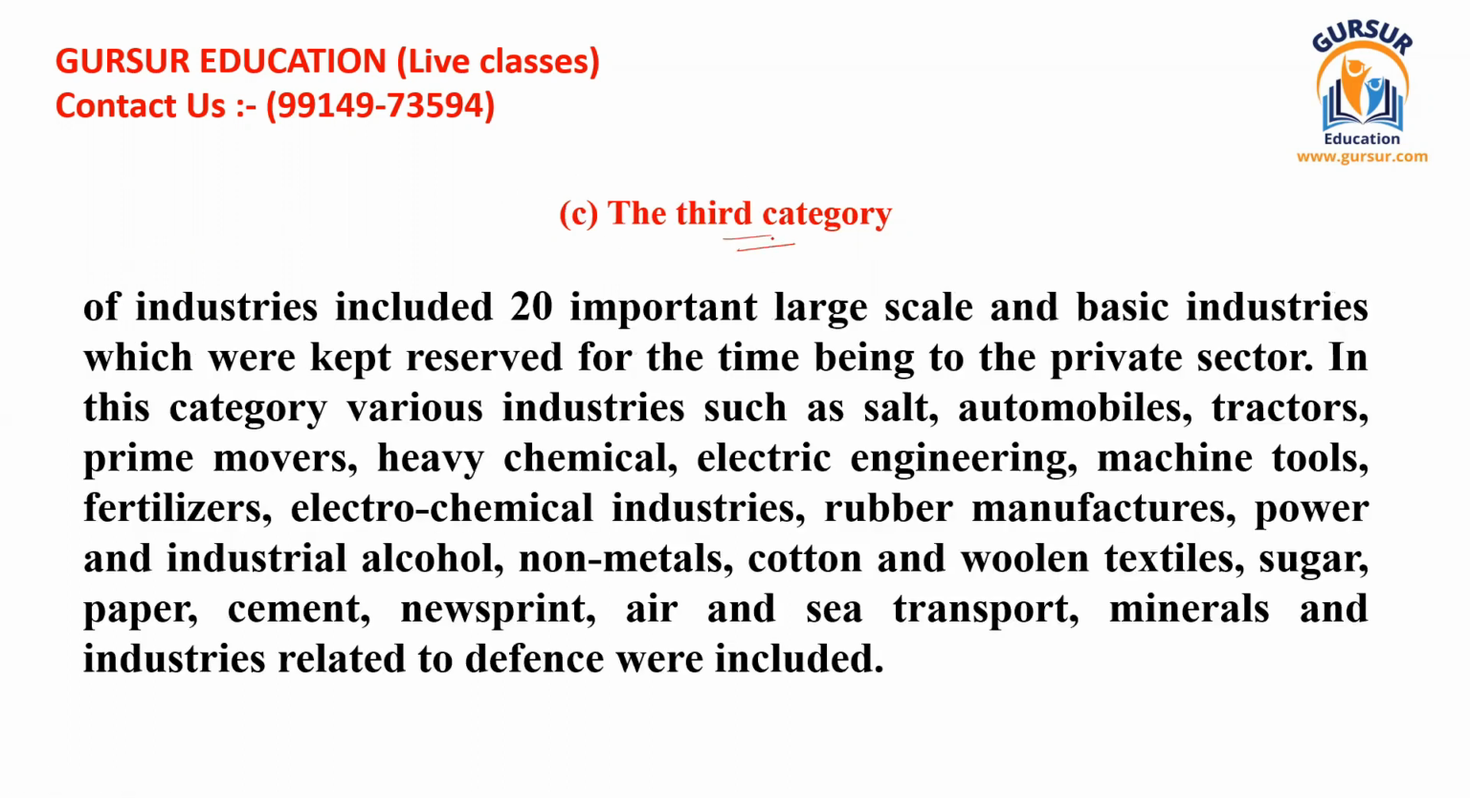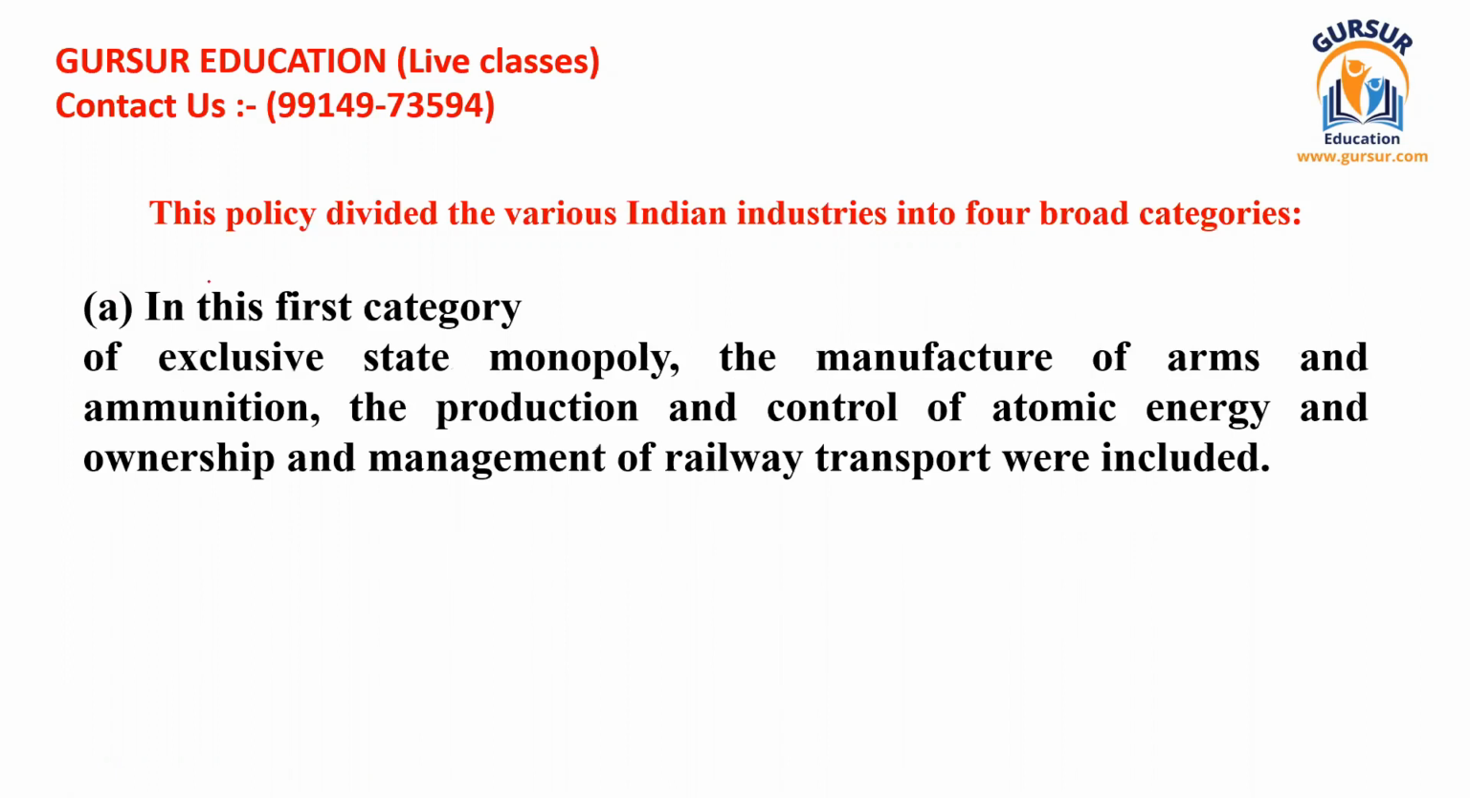In the third category, there were included 20 important large scale basic industries, which were kept reserved for the private sector for the first time. We have written the name of everything. You are not supposed to cram all these names, but if you go through them just one or two times, they will automatically stay in your mind.